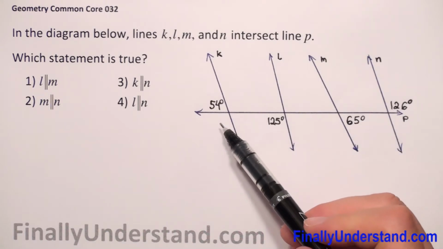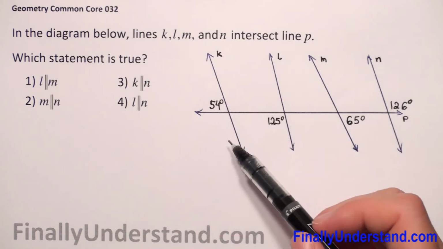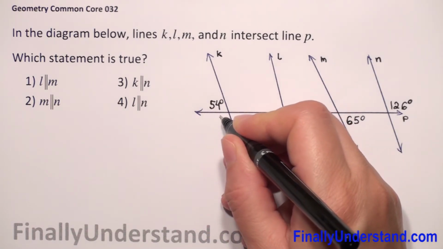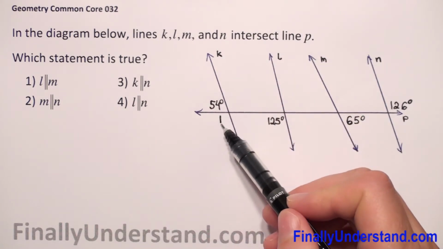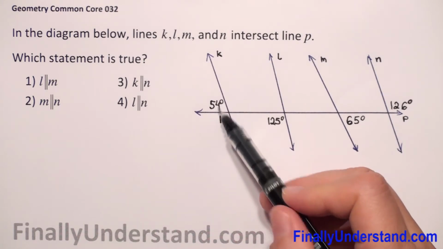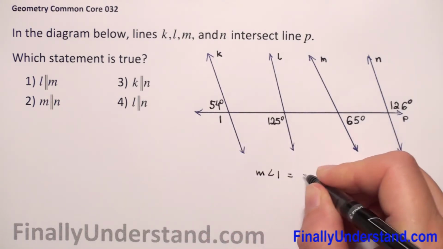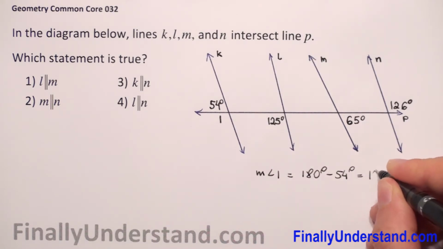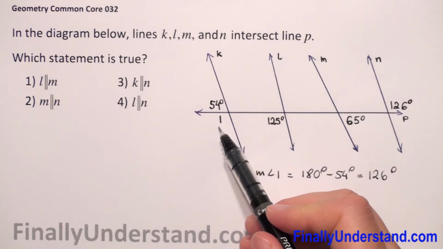Let's start from the first line, K, which intersects line P. We have this given angle, so we can calculate that angle. Put that here as angle 1. Angle 54 degrees and angle 1 are supplementary angles. The measure of these two angles is 180 degrees. So we can calculate the measure of angle 1: this is 180 degrees minus 54 degrees, so this is 126 degrees. We found the measure of angle 1.